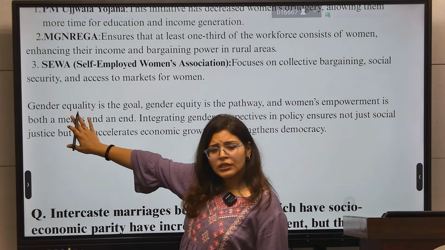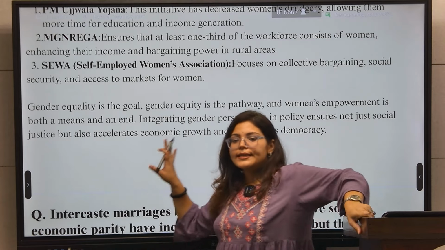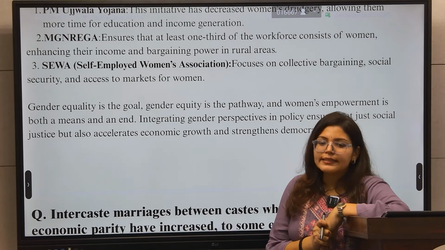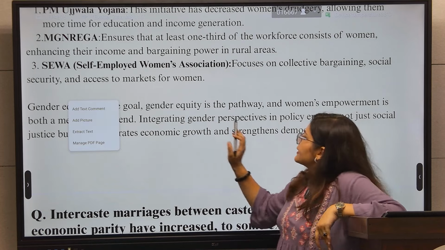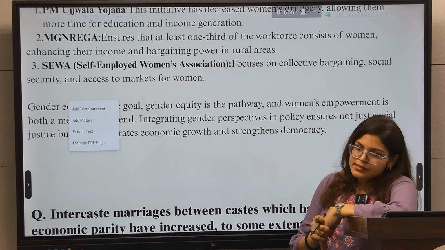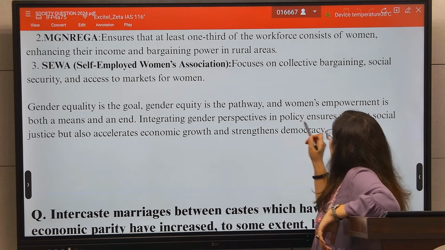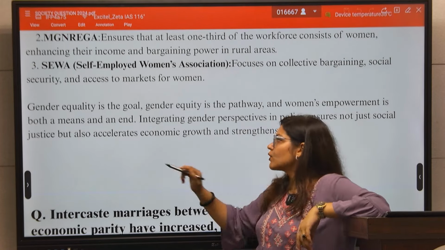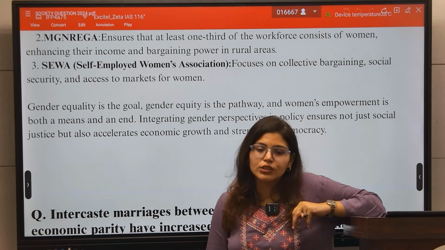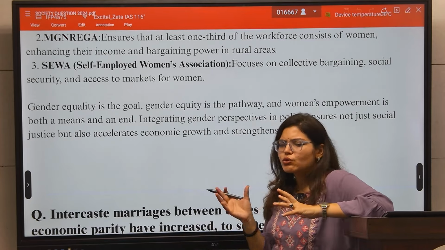So conclude your answer that gender equality is a goal, gender equity is a process, and women empowerment is both end and means. Integrating gender perspective in policy making and implementation not only ensures social justice but also accelerates economic growth and ensures democracy. So in this way you have to conclude this answer.